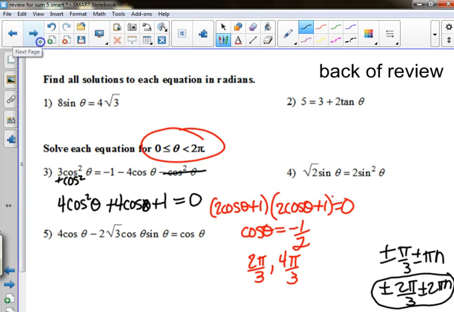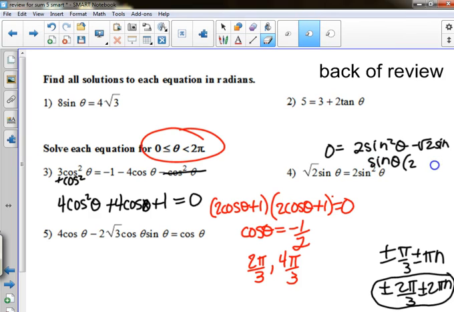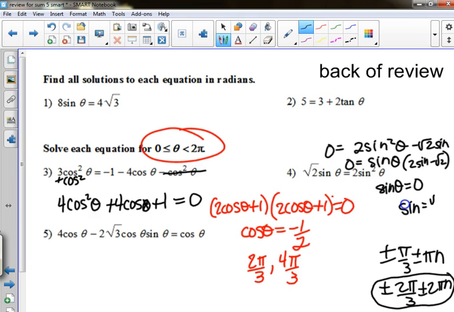Okay. Do you need me to do like this number 4, 2 sine squared theta minus square root of 2 sine theta? Then you'd take out a sine, right? You'd have sine theta times 2 sine theta minus square root of 2. So you'd have either the sine is 0 or the sine is square root of 2 over 2. Everybody good?